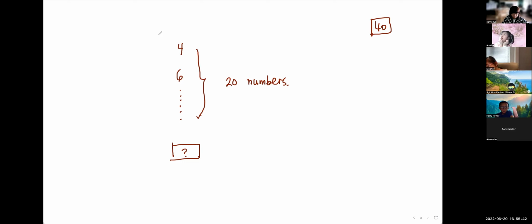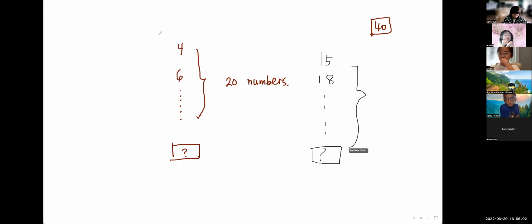Okay, so let's help out. Let's change this question up completely. What if we do starting from 15, 18, and then so on? You don't know how many numbers there are? There are 20 numbers here. Okay, can you still use the same thing, Brendan? It doesn't work this way. You have to find something that works for everything.